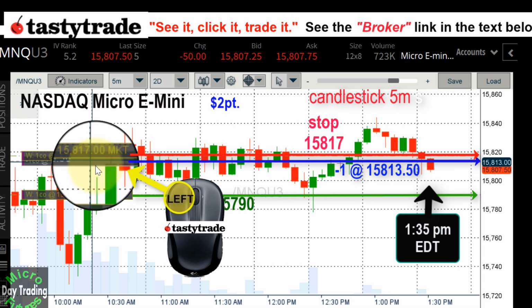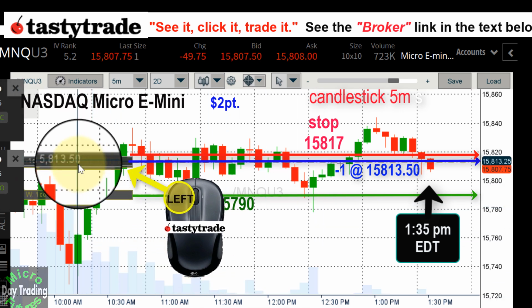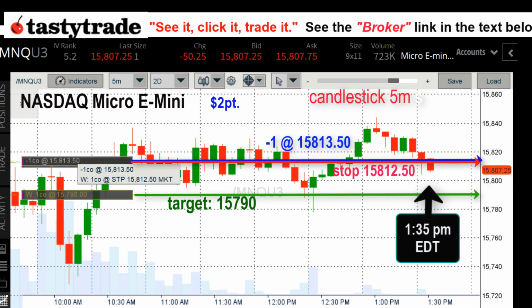But that didn't happen. In fact, it started going down right away. So I get out my tasty trade mouse and I move that stop down. See what I did? The stop is now at 15,812.5 points. That's 1 point or $2 that I've locked in. Now, that's what I call a free trade. I know nothing's free, but now I can't lose a penny, not even 1 penny, out of my account.